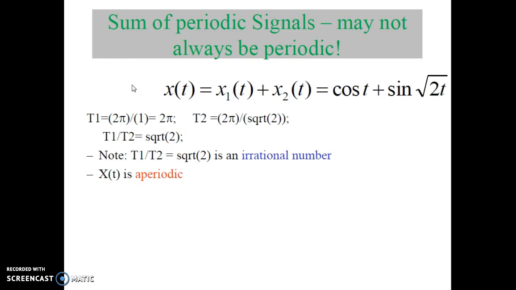Now let us understand, the sum of periodic signals may not always be periodic. If we consider x1 of t plus x2 of t, x1 of t as cos of t and x2 of t as sin of square root of 2t. Just find out t1, this is equal to 2 pi upon 1, that is 2 pi, and t2 equal to 2 pi upon square root of 2. So if you obtain t1 upon t2, then you get square root of 2, and square root of 2 is an irrational number. And therefore we can say that sometimes the sum of periodic signals may not be periodic. We have x of t as non-periodic for this particular example.